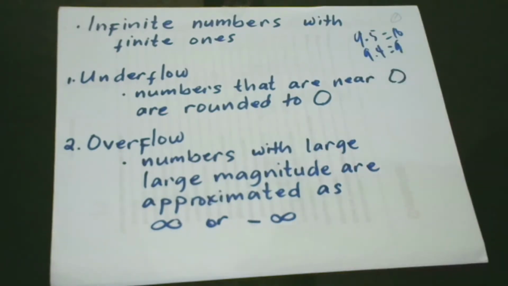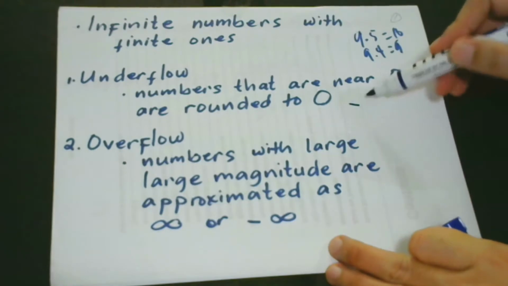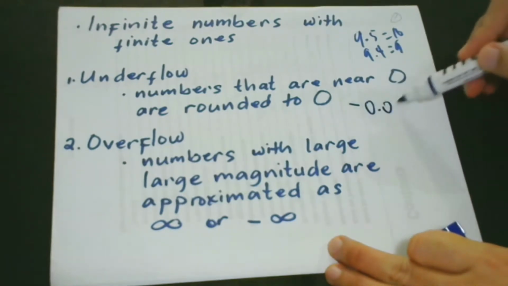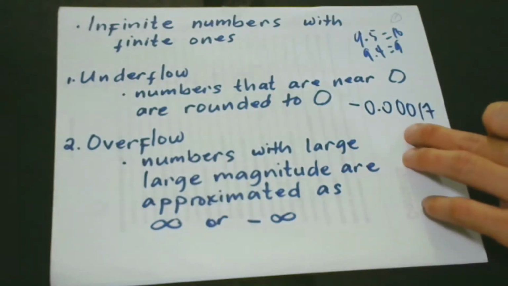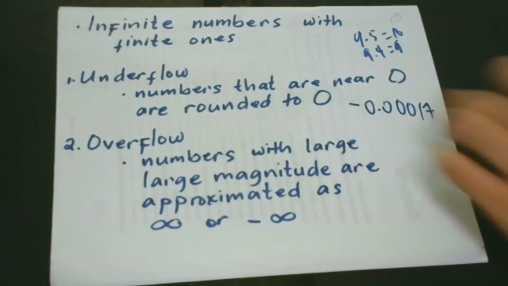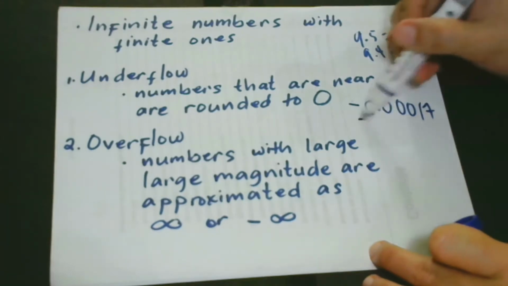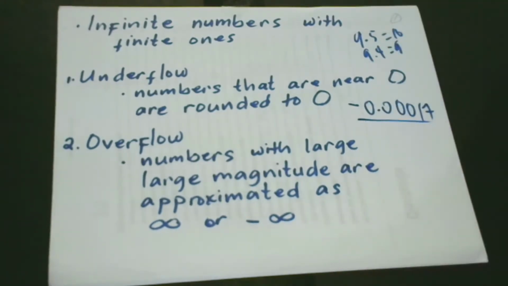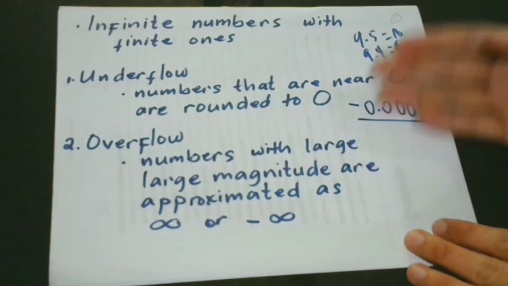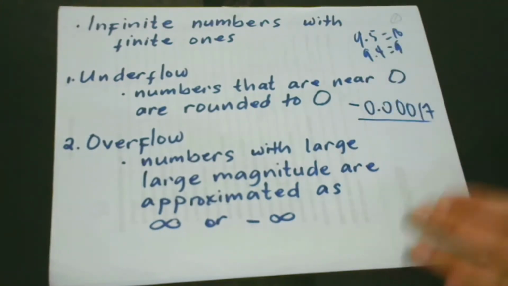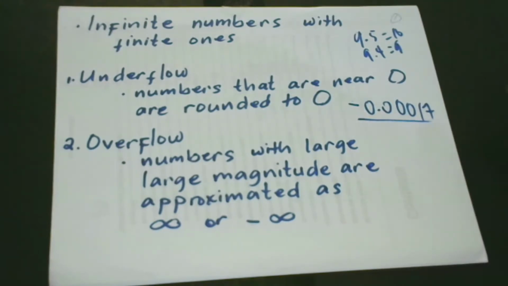For example, we have negative 0.00017. As you could see, this number is very close to 0, so this is rounded to 0. This happens when we try to avoid dividing a number by 0. This happens also when we try to take the logarithm of 0. In this case, we treat it as negative infinity.